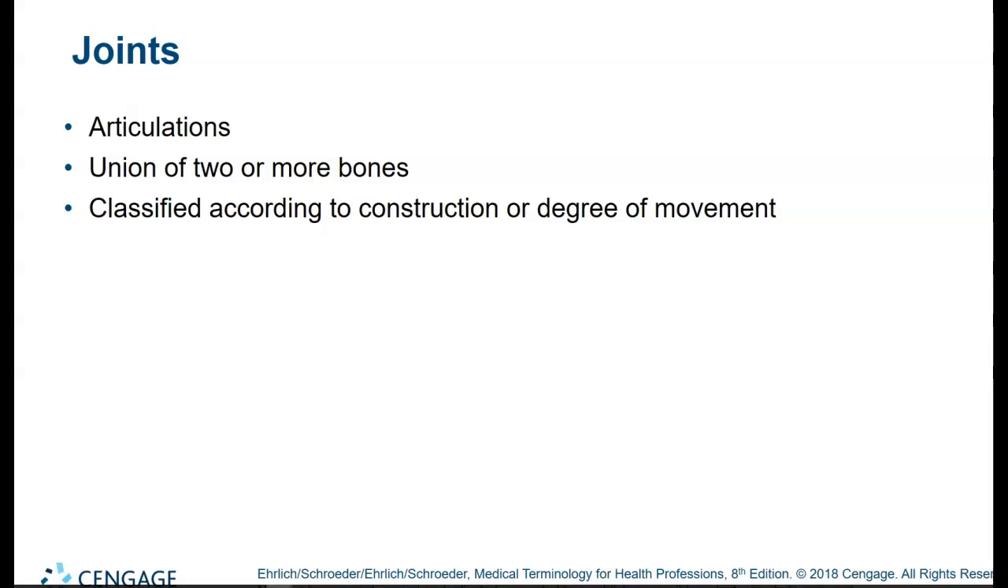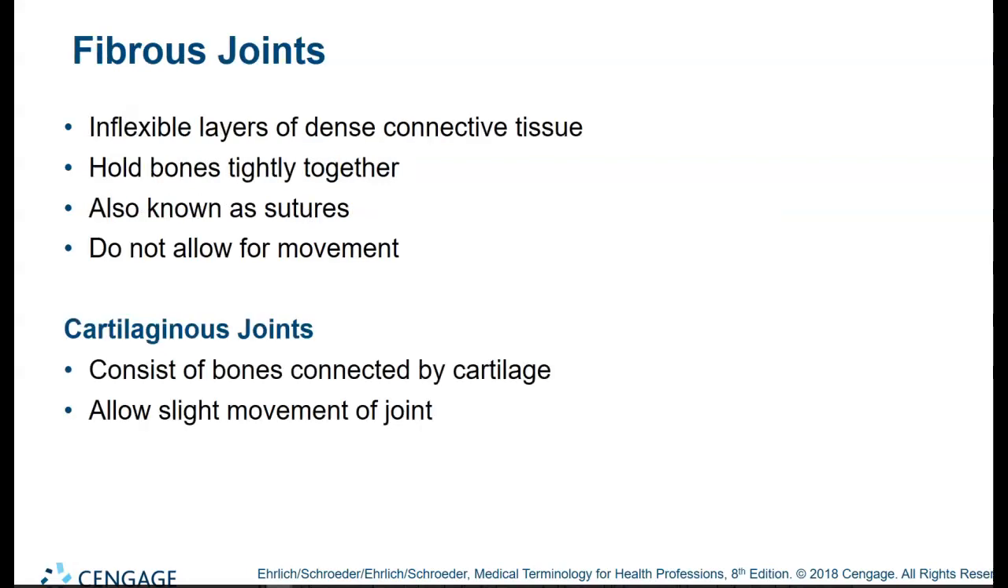Joints, we know that we have plenty of different types of joints in our body. It's usually two or more bones that are being connected, and they are classified according to movement. We have fibrous joints, and they are also called suture joints. These are joints that don't allow movement. We see a lot of these in the skull.